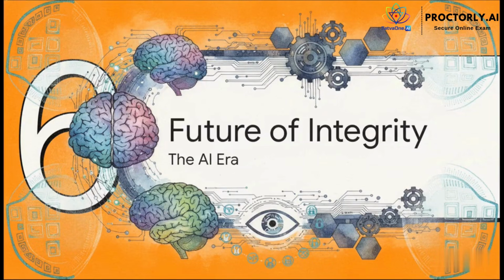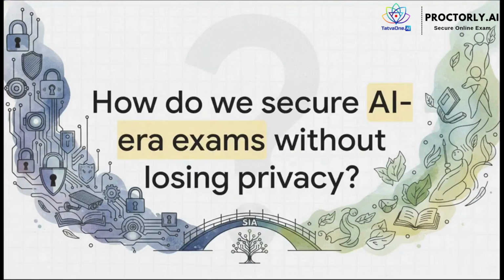Finally, Section 6, the Future of Exam Integrity. We really need to zoom out and look at the big picture here. Cheating has well and truly entered the AI era, which means protection needs to follow. So I want to leave you with this provocative question. How do institutions secure AI-era exams without sacrificing usability and privacy? It's the ultimate balancing act.